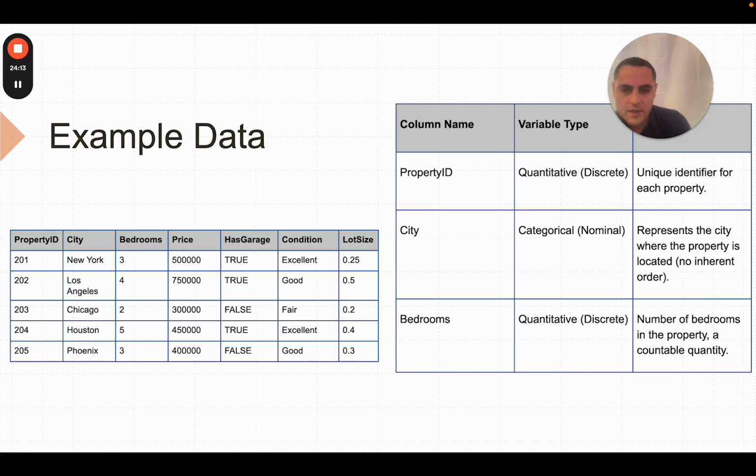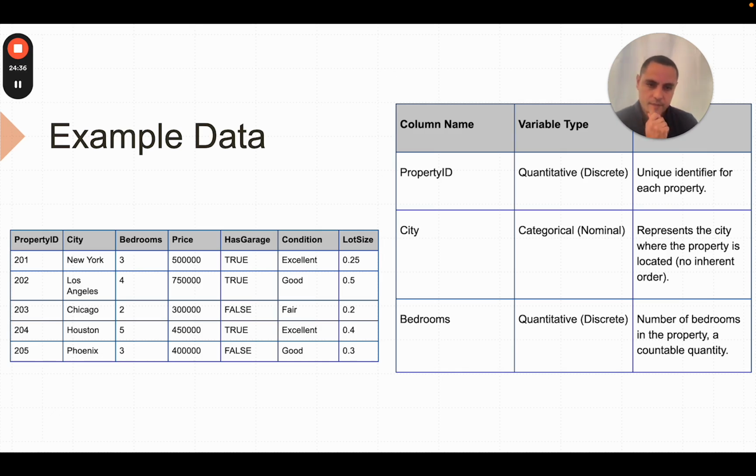And this is looking at house prices or property prices. And you can see the different fields there. So we look at the first 3, right? Property ID is a unique identifier for property. That's quantitative and discrete, right? It can only take on whole numbers.